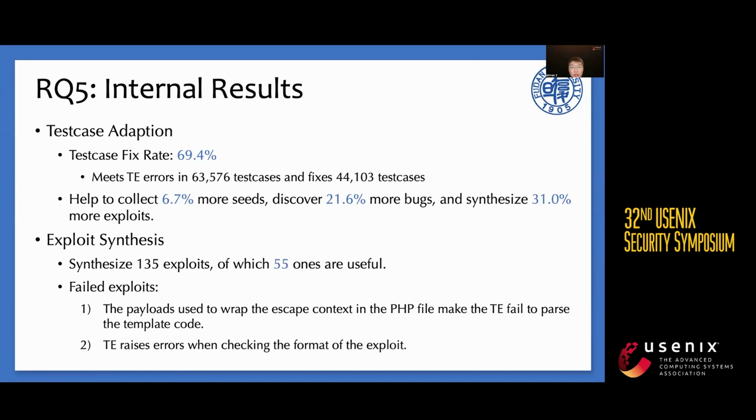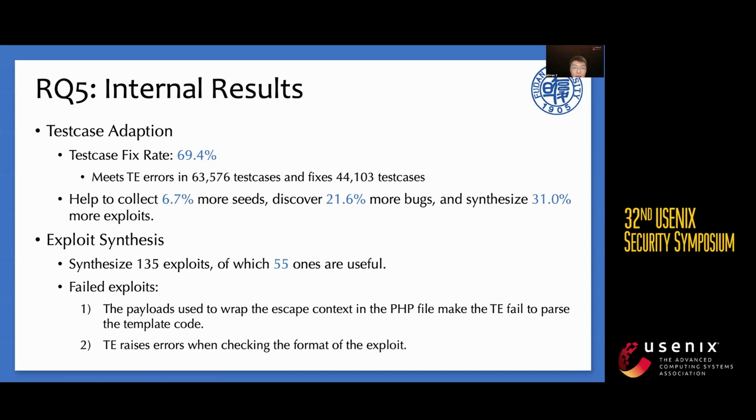Test case adaptation and exploit synthesis have also helped TEFuzz a lot. Test case fix rate is 69.4%. It helped to collect 6.7% more seeds, discover 21.6% more bugs, and synthesize 31% more exploits. The exploit synthesis model makes 135 exploits, of which 55 are useful.